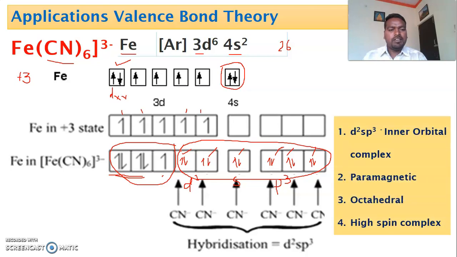And finally we can conclude that the complex undergoes d2sp3 hybridization. So that's why it is an inner orbital complex. It is paramagnetic due to the presence of an unpaired electron, it is octahedral in nature due to the presence of 6 ligands, and it is a low-spin complex due to the presence of only one unpaired electron.